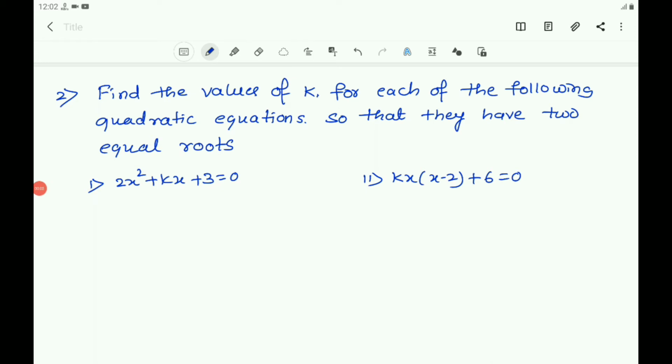Next, the second question. Find the values of k for each of the following quadratic equations so that they have two equal roots. Here both the roots are equal. Two quadratic equations are given. First one is 2x square plus kx plus 3 equals 0. Second one is kx into x minus 2 plus 6 equals 0.